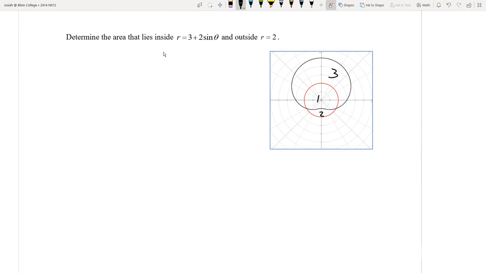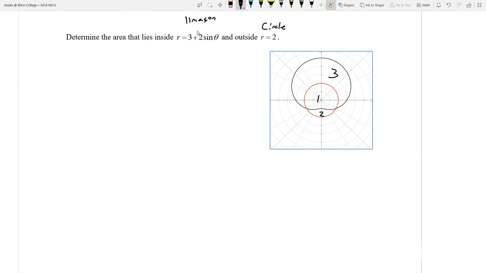So this says determine the area that lies inside 3 plus 2 sine theta. Remember, that's going to be a limaçon. And outside r equals 2, that's a circle. Right, that addition where we have just addition, where we have sine of theta with a coefficient plus some other number, that's our limaçon.